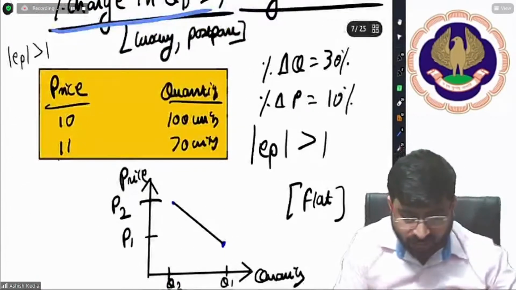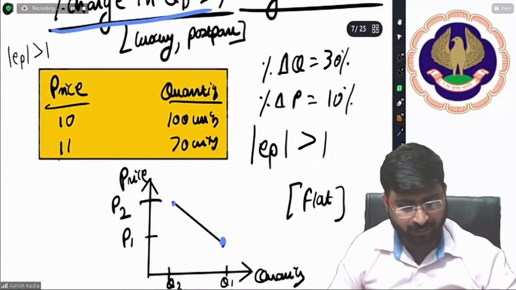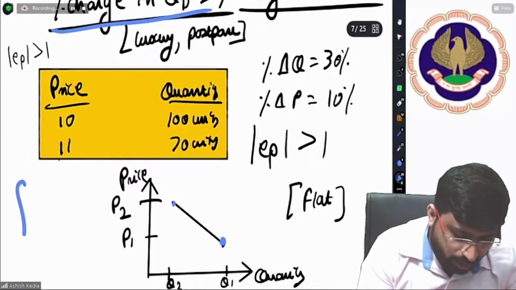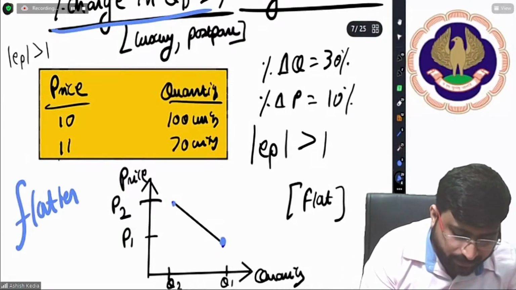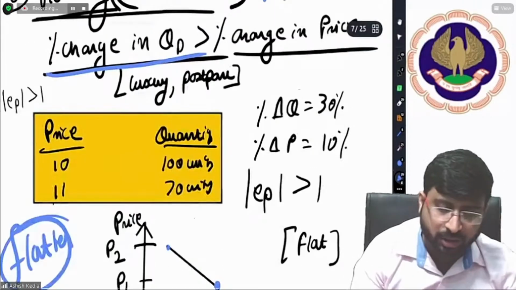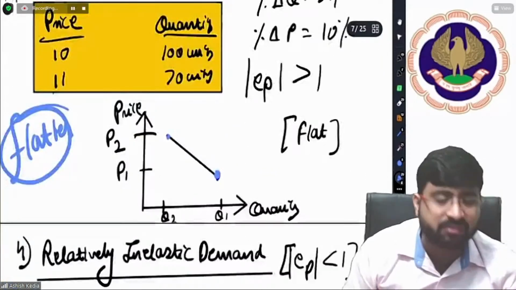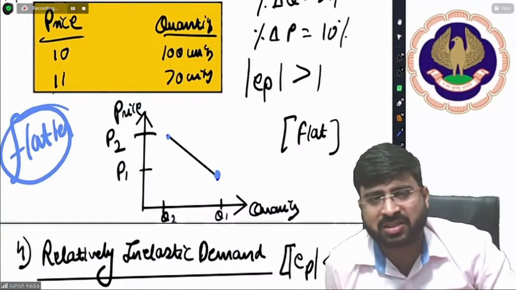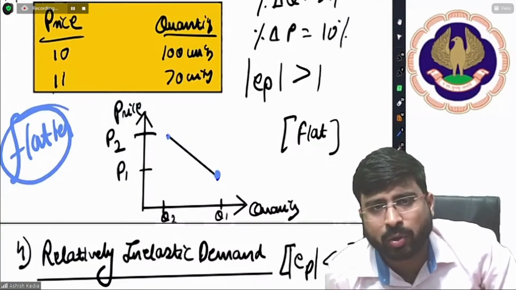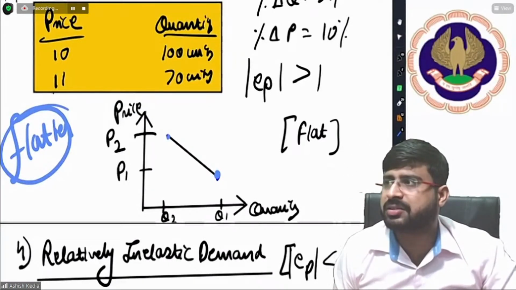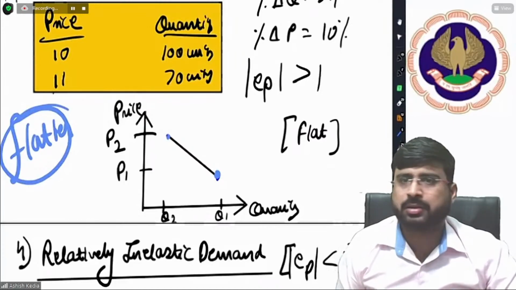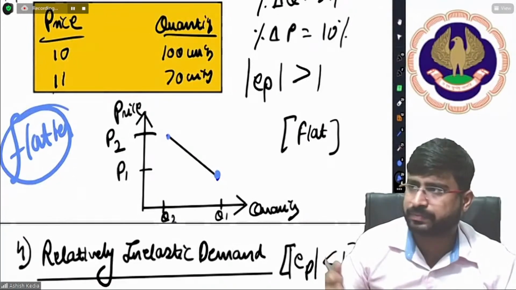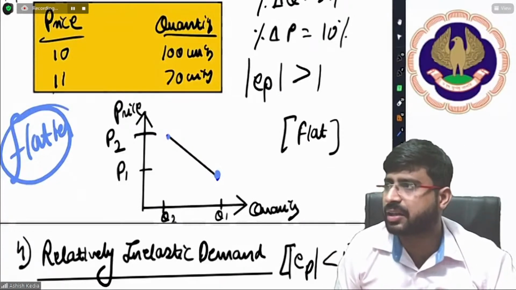How will the curve be? It will somehow be like this. If you observe, it will be a relatively flatter curve. So remember, the curve will be relatively flatter in the case of relatively elastic demand. So if somebody asks you what the shape is, remember, it's flatter here.